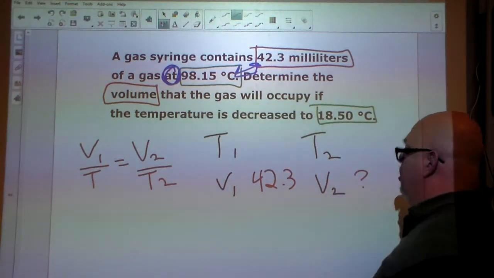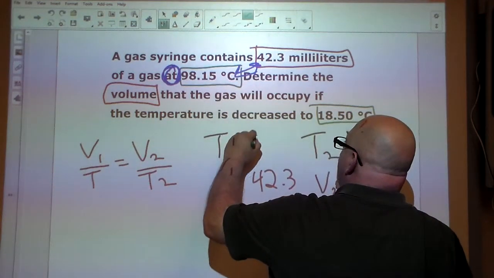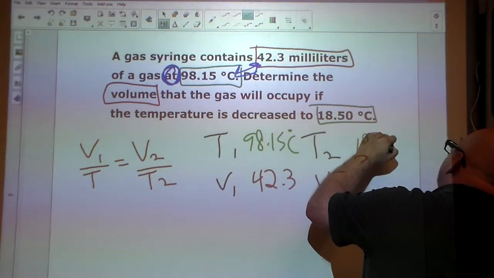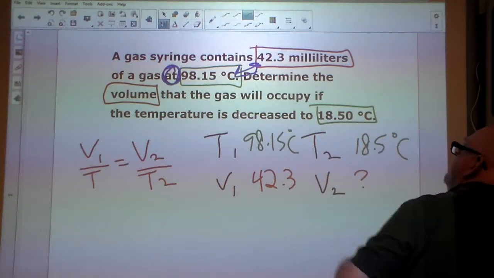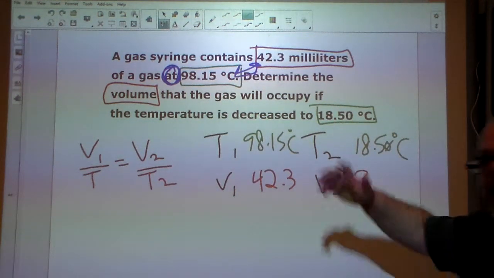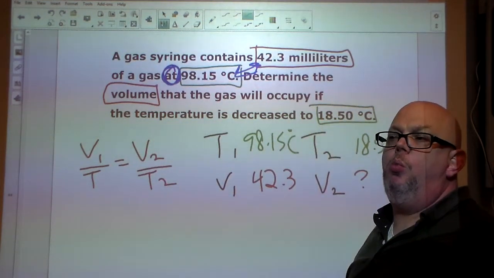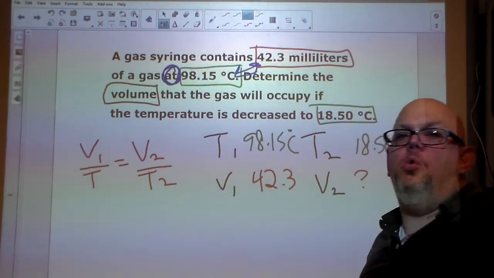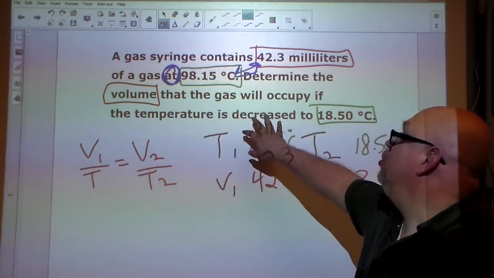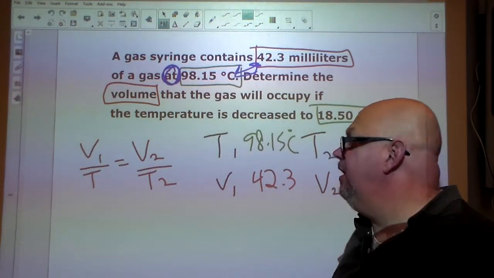Now we do have temperature, and I am going to put that in green. My temperature 1 is 98.15 degrees Celsius. Temperature 2 is 18.5 degrees Celsius. And you may notice something. Can we work with Celsius on this? No, we've got to work with Kelvin. Why? Because Kelvin doesn't go into the negative, whereas Celsius can. So it's a good habit when working with Charles' Law to use Kelvin temperatures, because that's what it was designed for.